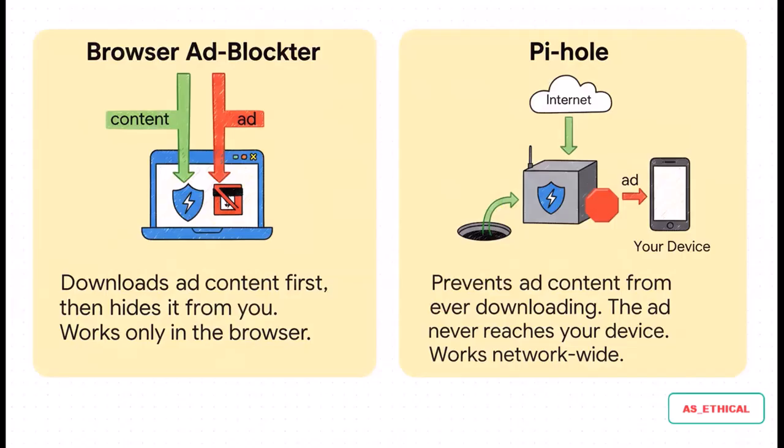Now, this is totally different from how a normal ad blocker works. See, a browser extension lets your computer download everything, the article you want to read and all the ads. Then it just tries to hide the ads from you. Pi-hole is way smarter. It jumps in and intercepts the request before the ad is ever even downloaded. That junk never even makes it to your device in the first place.